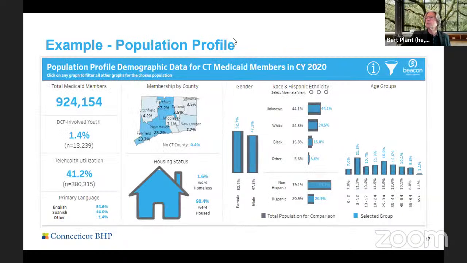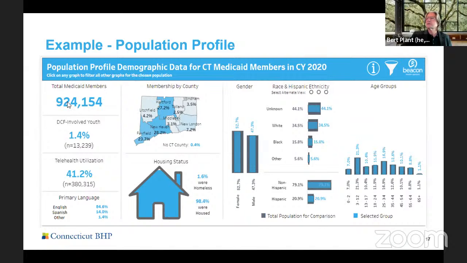So this is just an example of the kind of reporting that we can do for looking at disparity. This is kind of a different way to look at and explore disparities. This is our population profile, and each of the metrics here. So we have geography in terms of county, where people live by counties. We can also filter down to zip codes if we wish. We have housing status, we have gender, race and ethnicity, age groups, and we do have primary language indicator as well. And we can look at DCF involvement and some other things.